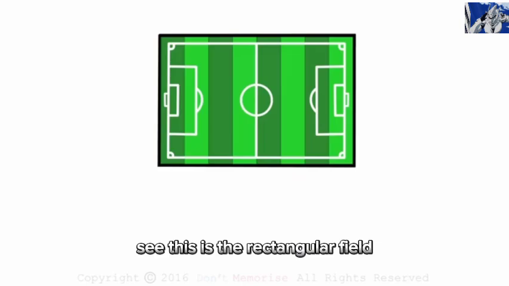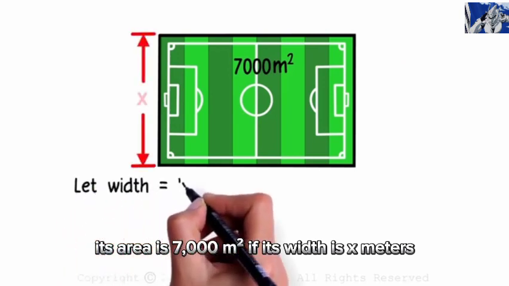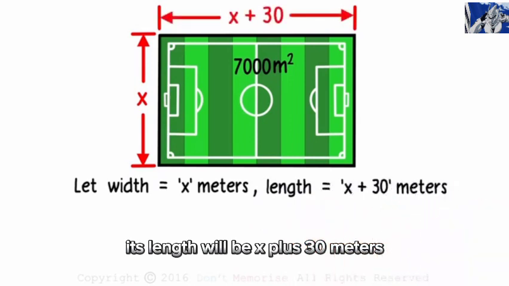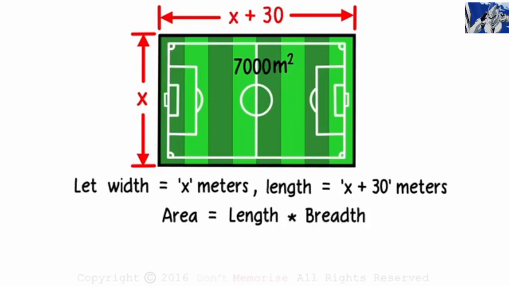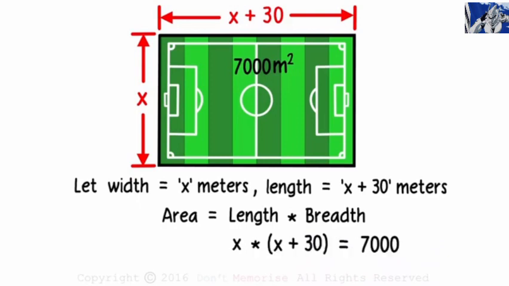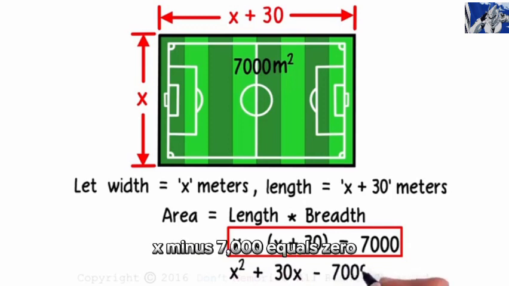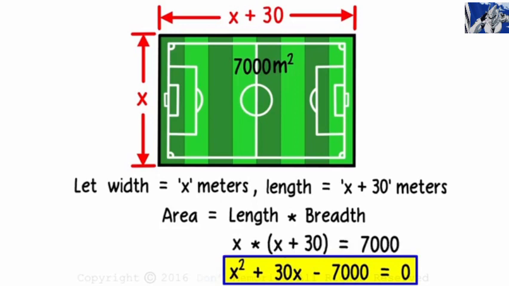See, this is the rectangular field. Its area is 7,000 square meters. If its width is x meters, then based on the condition given, its length will be x plus 30 meters. The area of a rectangle is nothing but the product of its length and breadth. Hence, x times (x plus 30) will equal 7,000. Rewriting this will give us the quadratic equation x squared plus 30x minus 7,000 equals 0. And this is nothing but a quadratic equation.